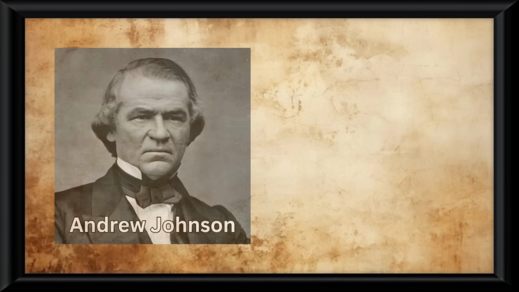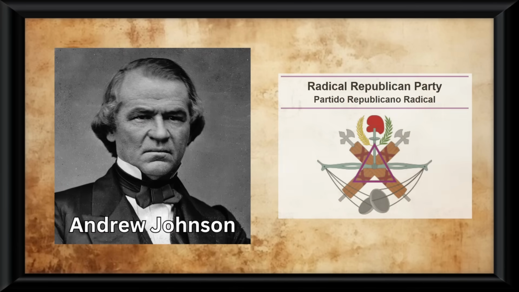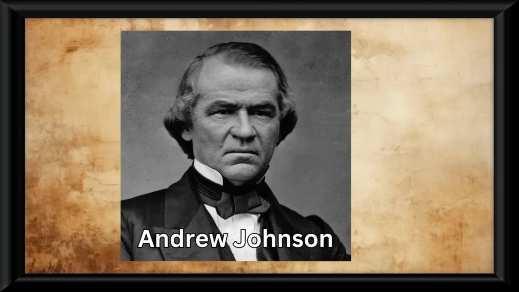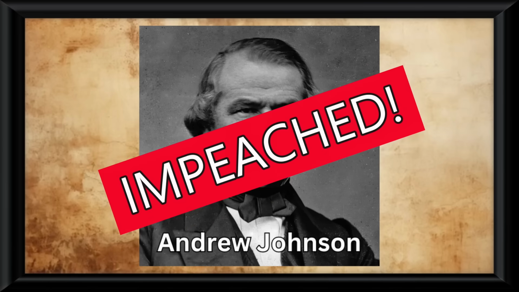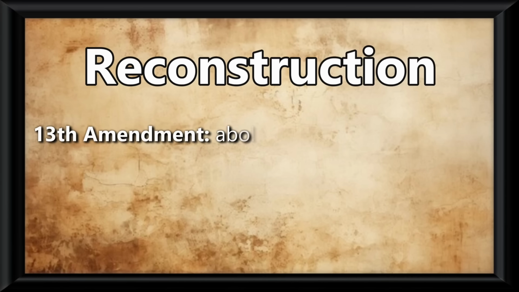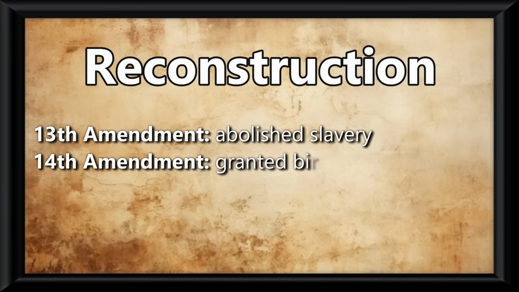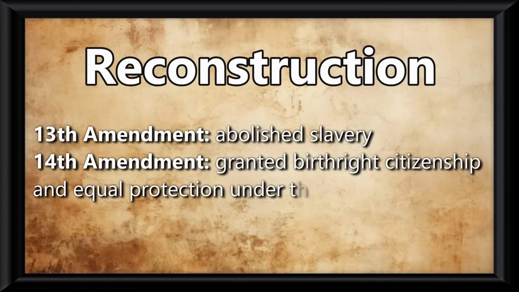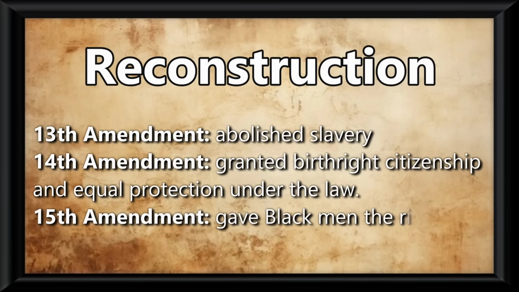And the thing is, Andrew Johnson hated radical Republicans and tried to veto everything. Congress responded by impeaching him, making him the first US president to almost be removed from office. Reconstruction also allowed some amendments to be passed as well. The 13th Amendment, which abolished slavery, the 14th, which granted birthright citizenship and equal protection under the law, and the 15th, which gave black men the right to vote.